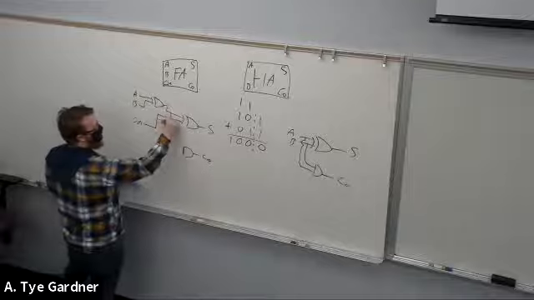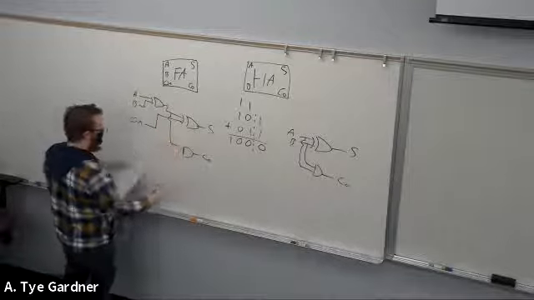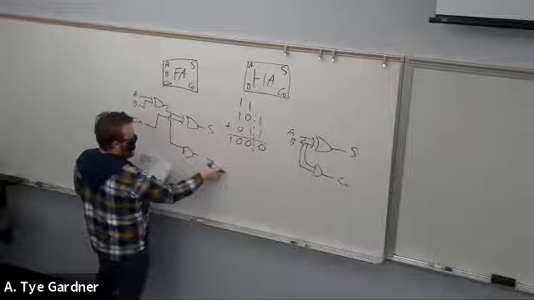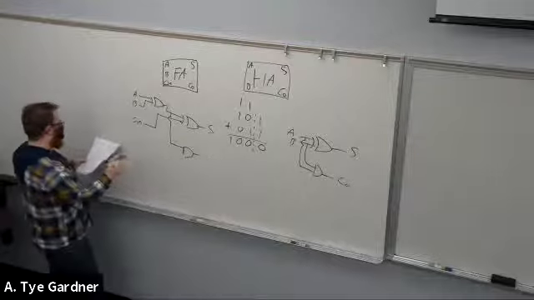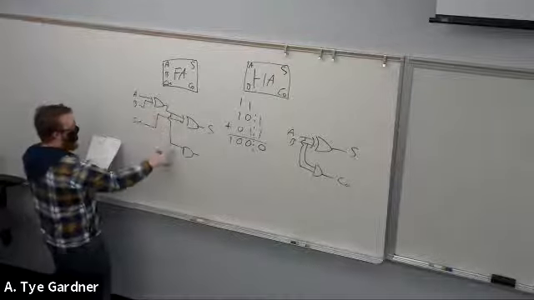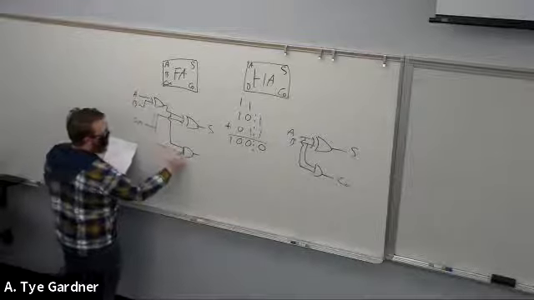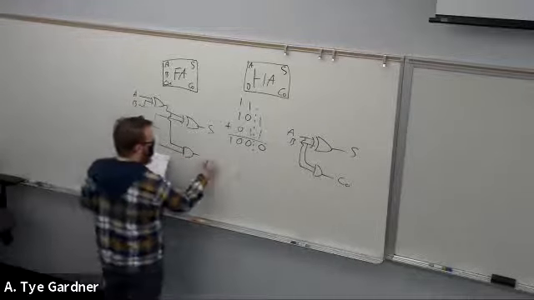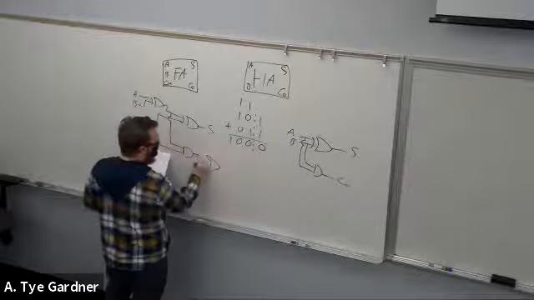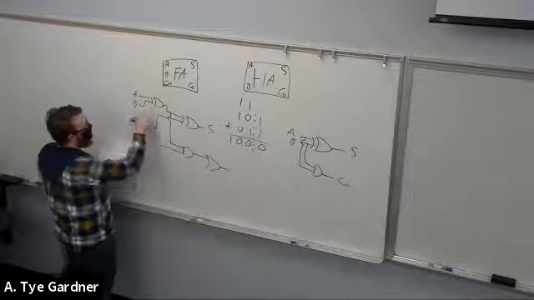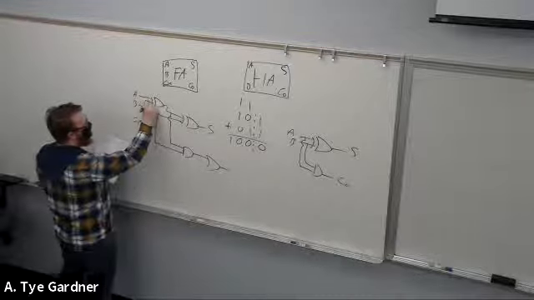A XOR B, because that's going to generate... Oh wait, I'm going to skip a tier here if I do it that way. So A XOR B ANDed with carry in, or if I have just A and B.